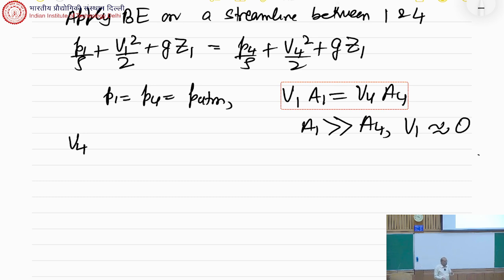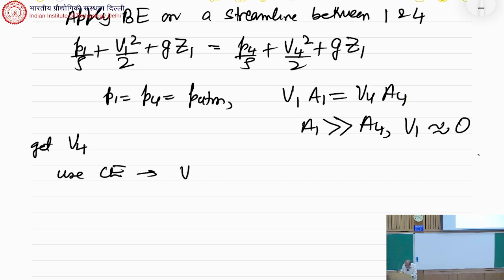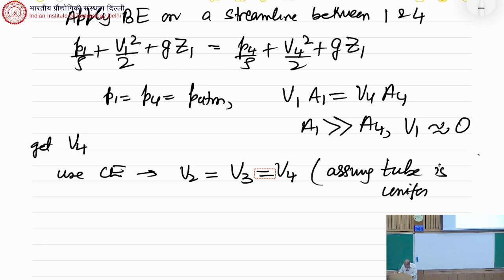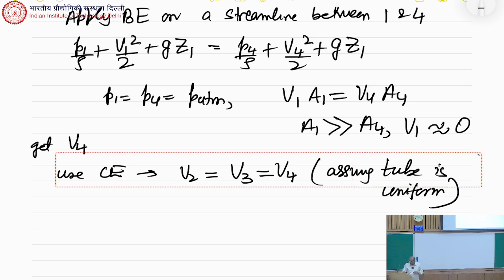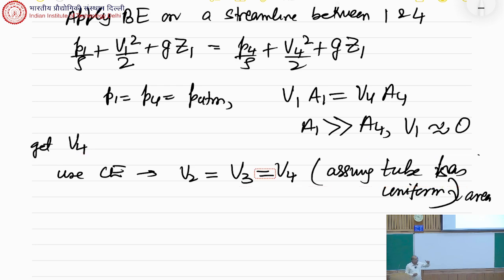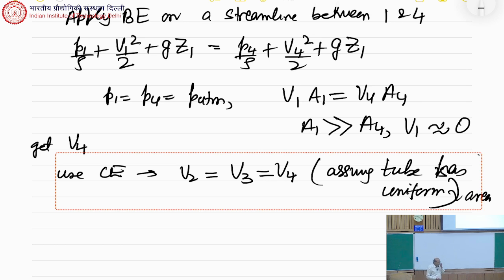Once I get V4, then we will use the continuity equation and say, assuming this tube has a uniform area, V2 is equal to V3 is equal to V4, and then I can get pressure at different locations. Okay? So this is how this problem has to be done.